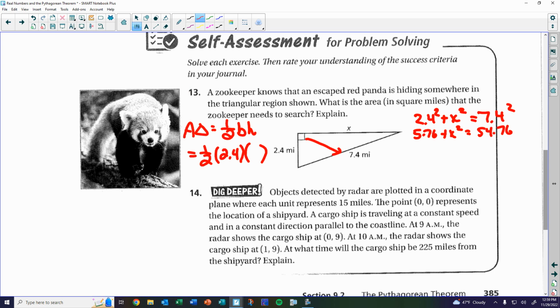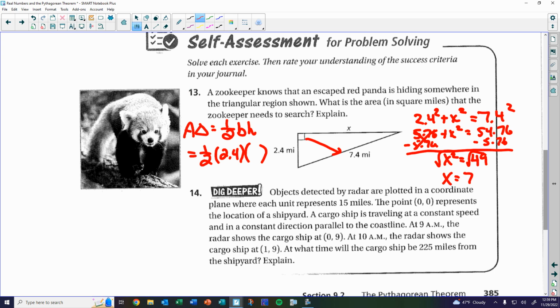Minus the 5.76 to both sides, right? On the left side, it's 0. On the right side, when I subtract 5.76 from 54.76, it's 49. Well, that worked out nice, right? Because now, how do I get x by itself? What do I have to do to both sides? Square root. And the square root of 49 is 7.